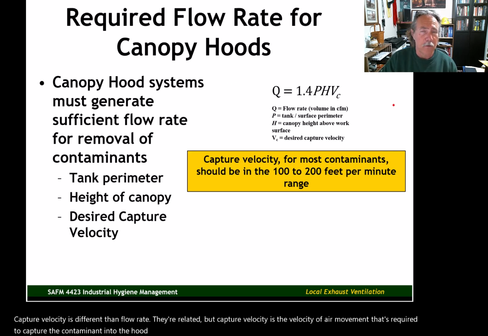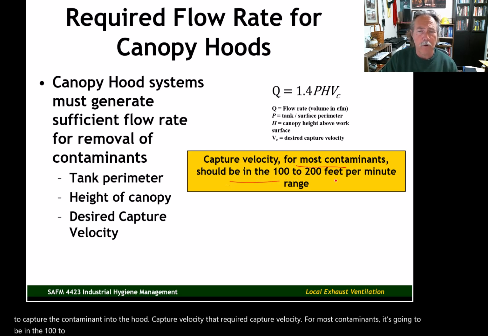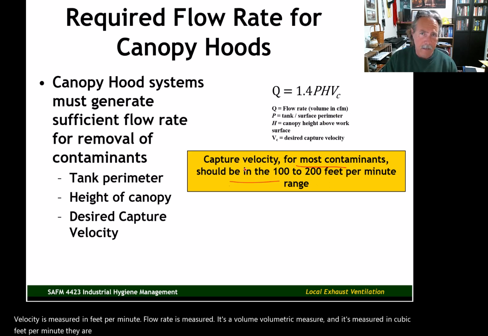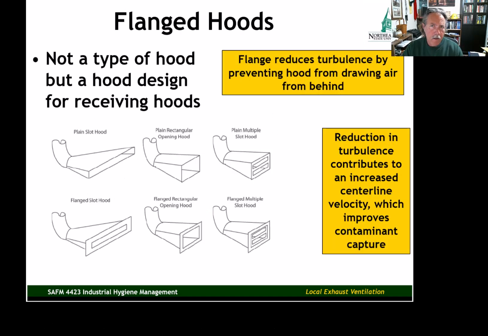They're related, but capture velocity is the velocity of air movement that's required to capture the contaminant into the hood. The required capture velocity for most contaminants is going to be in the 100 to 200 feet per minute range. Velocity is measured in feet per minute. Flow rate is a volumetric measure, and it's measured in cubic feet per minute. They are related. Capture velocity and flow rate are important when we're talking about ventilation systems.